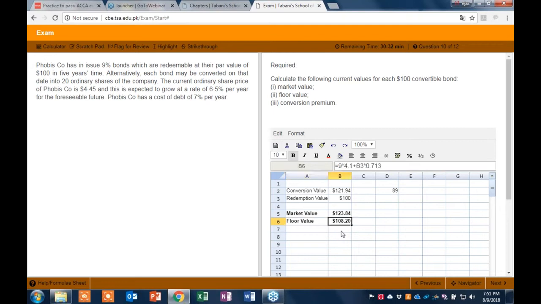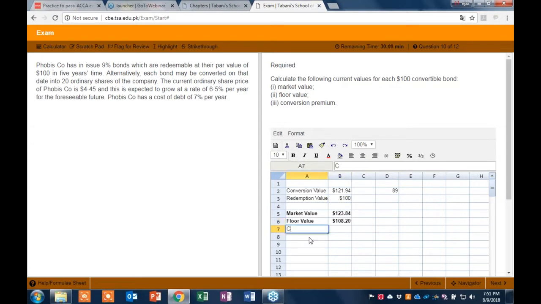Okay, so in case you are asked to calculate the floor value, we'll use the same formula as we did in case of market value, but instead of writing the higher of these two, we'll just write the redemption value as the 5th year value. In that case, we'll get the floor value. But in case we are asked to calculate the market value, we will always use the higher of these two values.